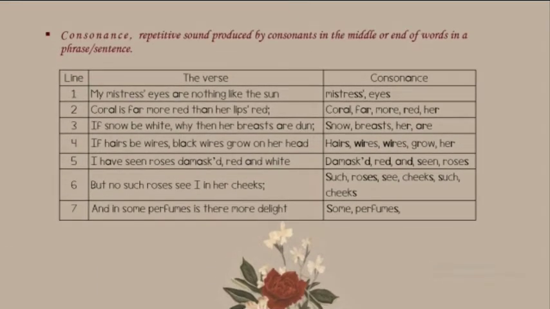Consonance. Repetitive sound produced by consonants in the middle or end of words in a phrase or sentence. Line 1, mistress, eyes. Line 2, coral, far, more, red, her. Line 3, snow, breast, her, are. Line 4, hairs, wires, grow, her. Line 5, damask, red, and seen, roses. Line 6, such roses, see, cheeks. Line 7, some, and perfumes.